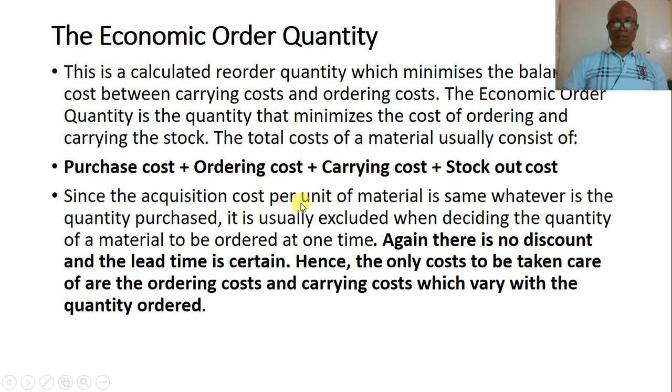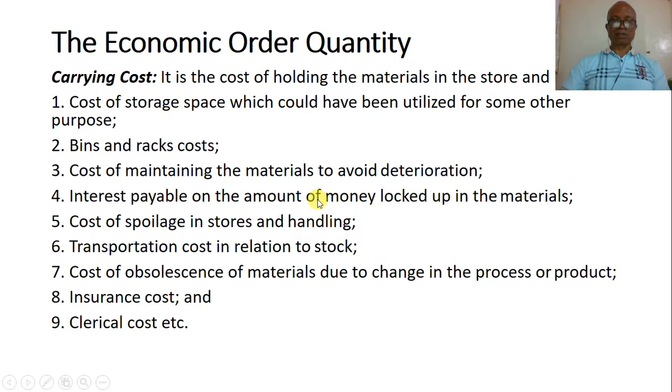So let's look at the carrying cost now. We're saying that your purchase cost is not relevant because it's constant, so you have to exclude it. Your stock out cost as well is something that you cannot easily ascertain, because it has to do with the cost of goodwill and the cost of future sales that you have lost. So it's also excluded. So you are left with ordering cost and carrying cost.